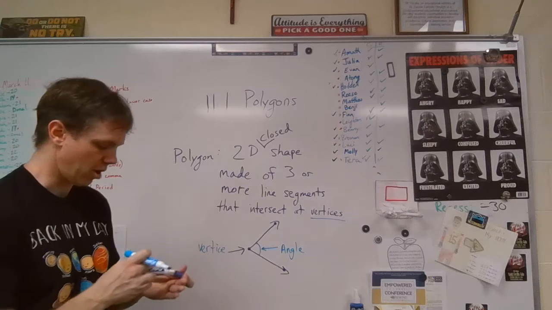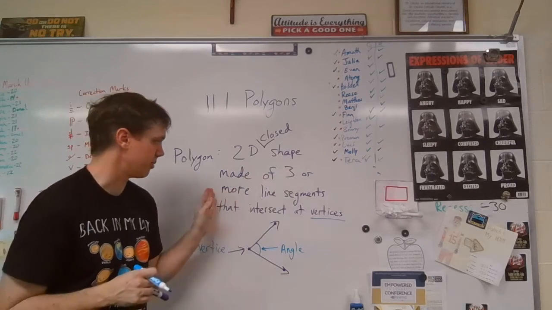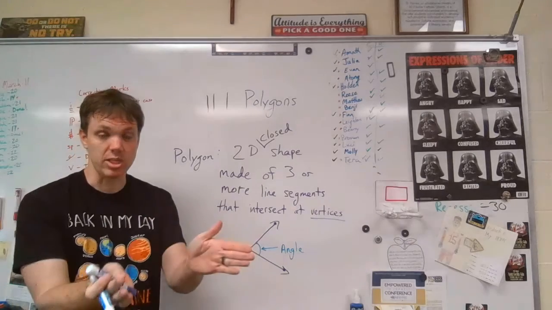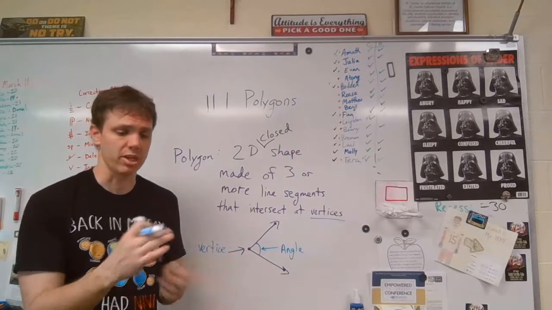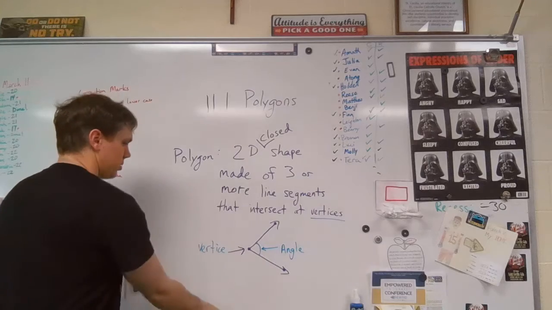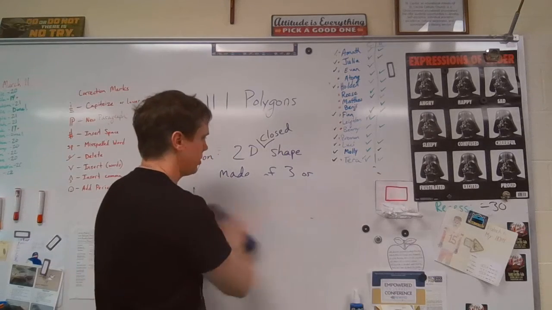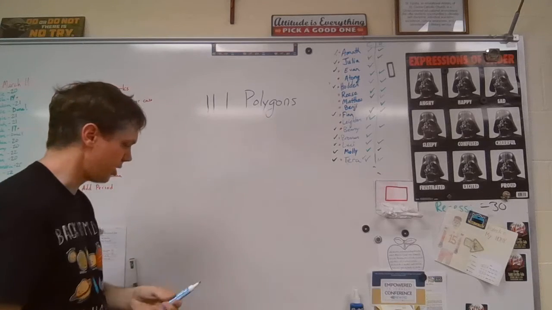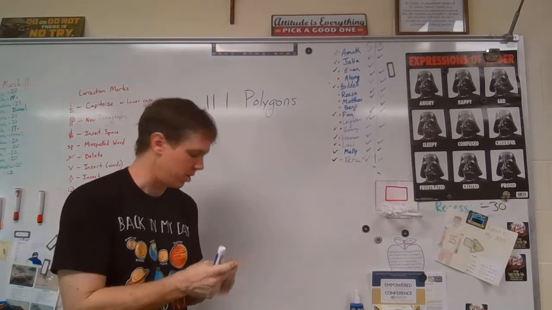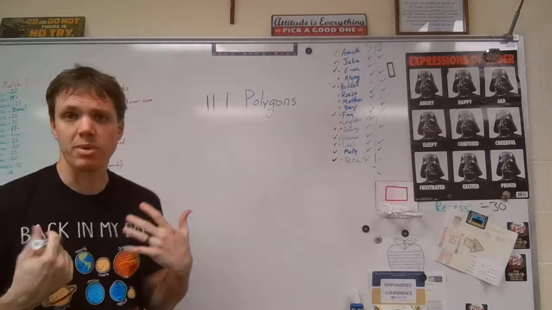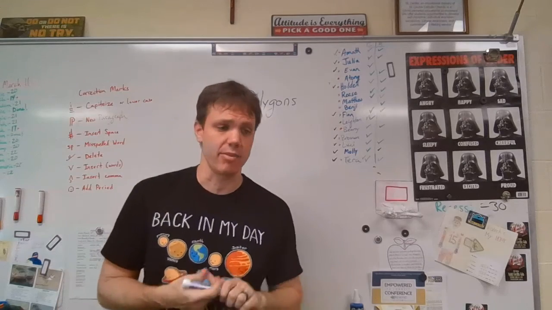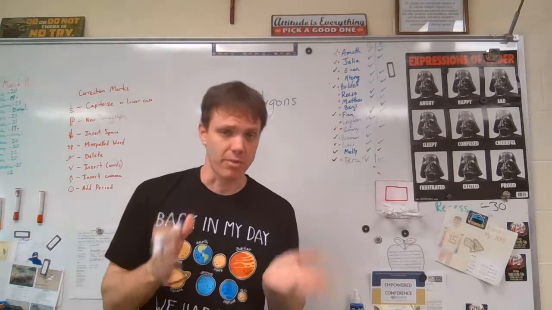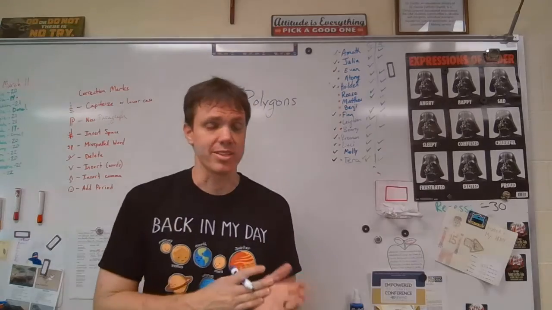So all shapes are going to be made of 3 or more line segments. They are all going to intersect at vertices, and the interior parts of those vertices are going to be angles. So let's talk about a couple of polygons here. Your book actually gives you a whole list of them, and they're all named based on how many sides they have. And the nice thing here is that the number of sides they have and the number of vertices that they have and the number of angles they have are all the same.